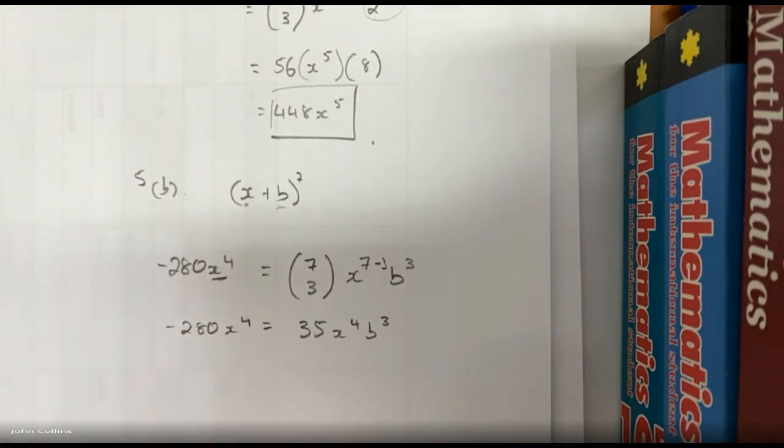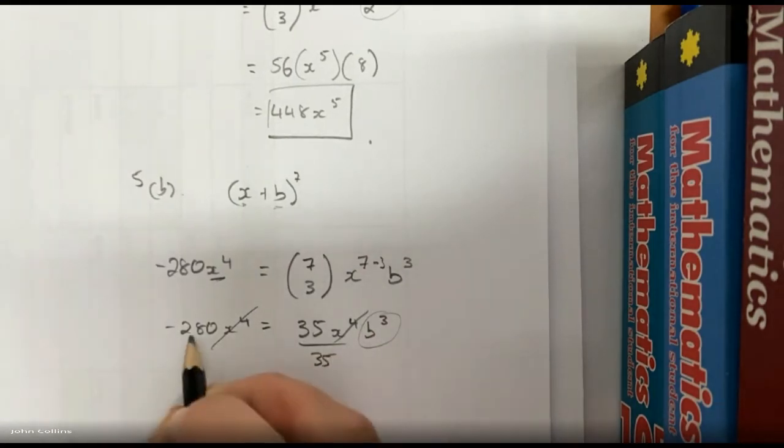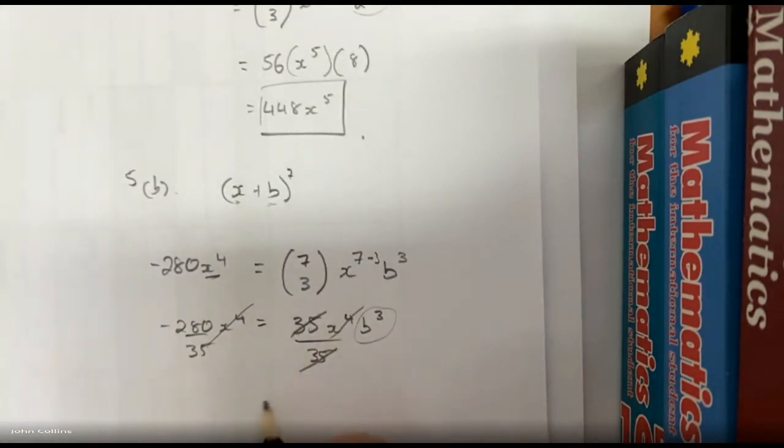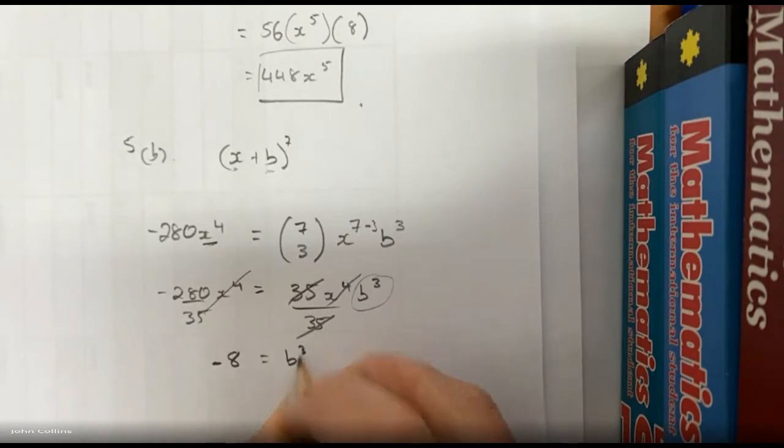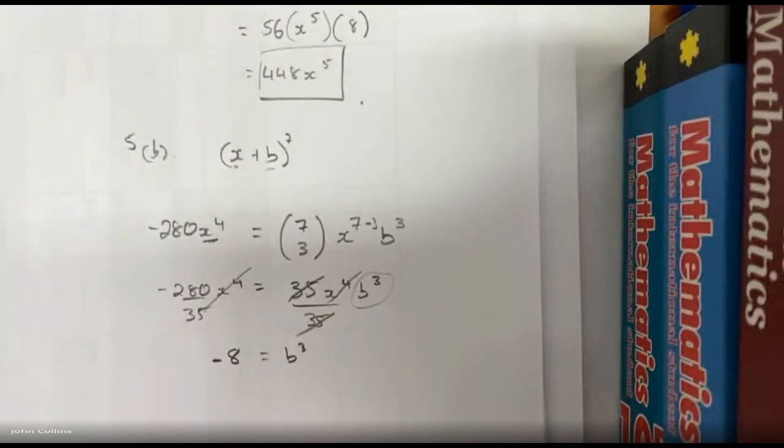Minus 2. Okay, well, I want to isolate this b cubed. So I think if you divide both sides by x to the 4, it will cancel. And then divide both sides by 35. That fits into that once, and I'm left with 280, or negative 280, divided by 35, which is 8. So negative 8, if it's negative, and that equals b cubed. So if b cubed is negative 8, yes, b must be negative 2. Nice work, ready?